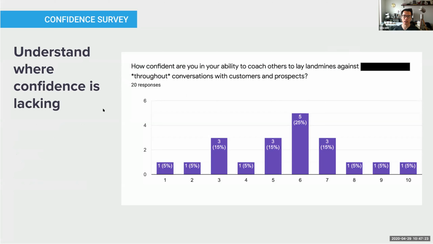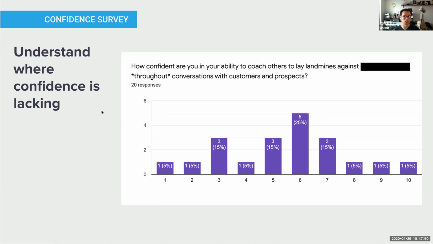So you notice here that I'm asking the question on how confident are you in coaching others to lay a landmine? And the reason I ask that is, if I ask simply how confident are you in laying a landmine, most people will automatically say, yeah, I'm actually going to be pretty good at that. But when you have to think about how you coach others to lay a landmine, then there's a lot more thought about, well, how confident am I in my response so that I can get others to do it? And that really changes the dynamic.